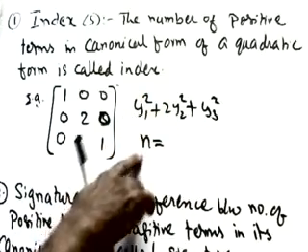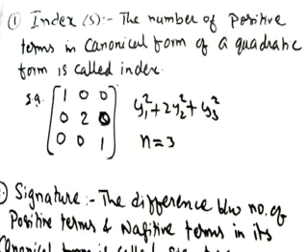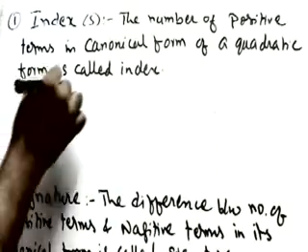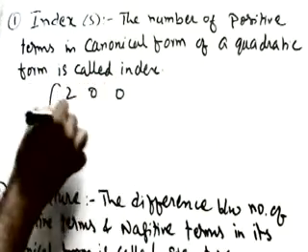Therefore, the number of positive terms is called the index. The index is denoted by n equals 3. Suppose we are having another example, like this.